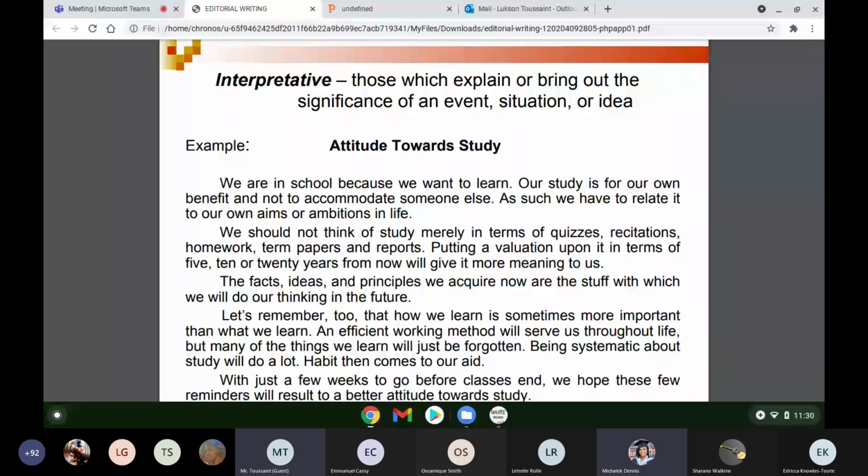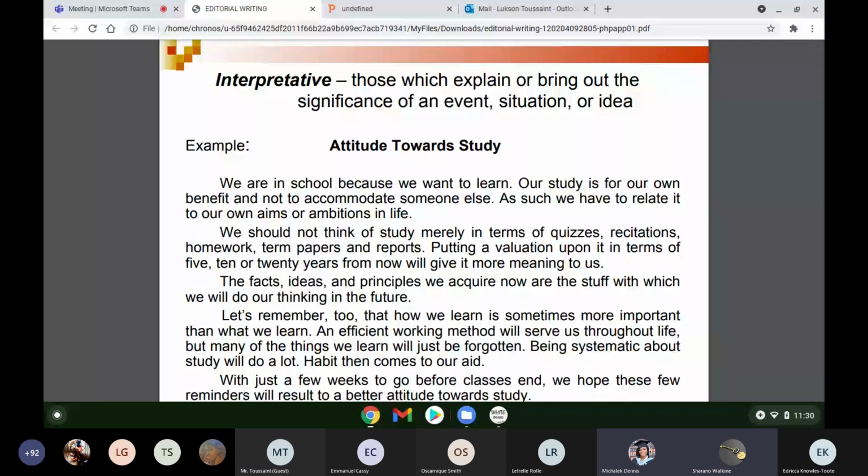Angel is telling us it is important to study so we can do good in school and become something good in the future. Diage is saying our studies. So if I'm reading this first paragraph: we are in school because we want to learn. Our study is for our own benefit and not to accommodate someone else. As such, we have to relate it to our own aims and ambitions in life.